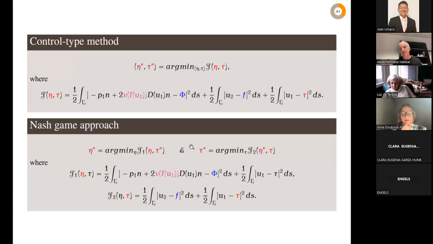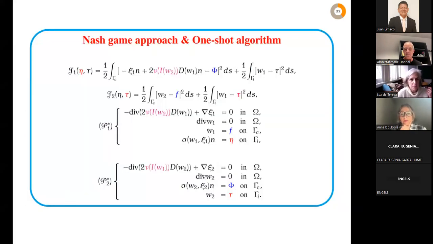And the Nash game is just the contrary. We have two decision makers and they control only partially their strategies. First player controls eta and second player controls tau. And so if we follow the same lines as before, apart from the fact that now we have nonlinear state equations, we have exactly the same algorithm, apart from the fact that solving the state equation will be much more costly.